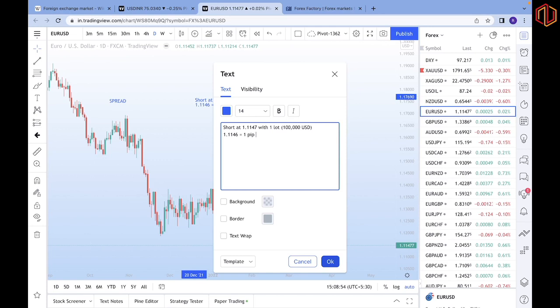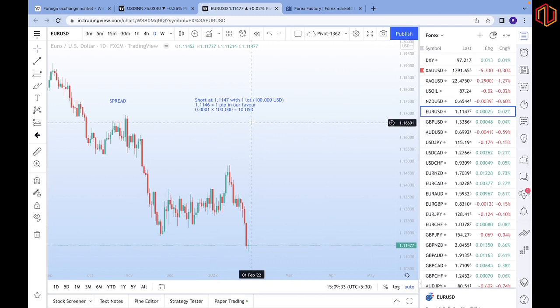Now we need to know how much money we made in this case. So we made one pip, which is 0.0001, and we multiply this with the lot size, which is 100,000, which is equal to 10. Okay, so if the market moves in our favor by 1 pip, we make 10 US dollars of profit with a volume of 1 lot.